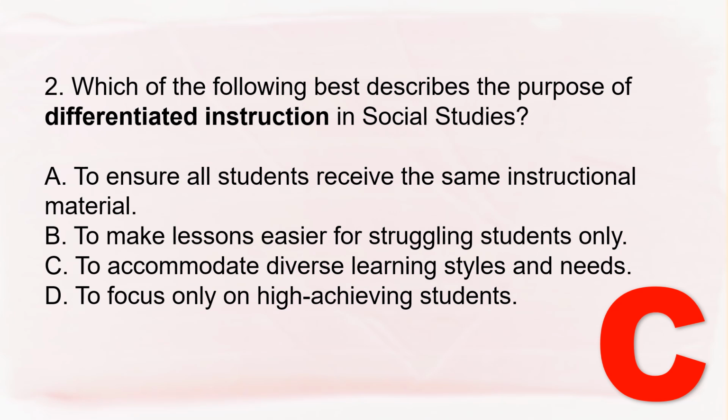For letter B, differentiated instruction supports all students, including advanced learners. So this is incorrect because it says here that it only makes lessons easier for struggling students. For letter D, to focus only on high achieving students, differentiation addresses students of all abilities, not just high achievers. Only letter C is the best answer.